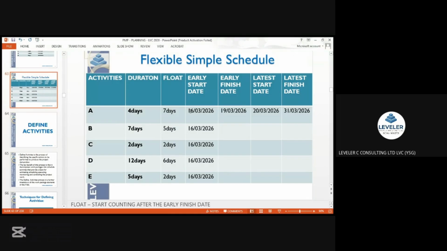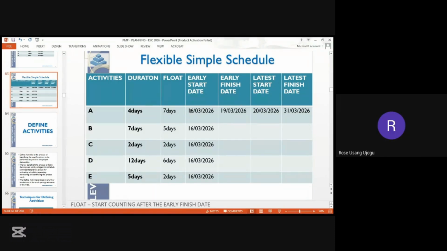So our activity has how many days, guys? Activity A has how many days? 4 days. Beautiful. So our early start date, meaning the day we're supposed to start, what date is that? 16th March of 2026. So if we start, let's start counting now. If we start on the 16th, day 1, 17th, day 2, 18th, day 3, 19th, day 4. That is our 4 days, not so?